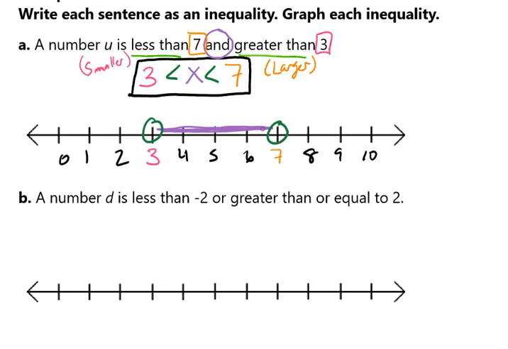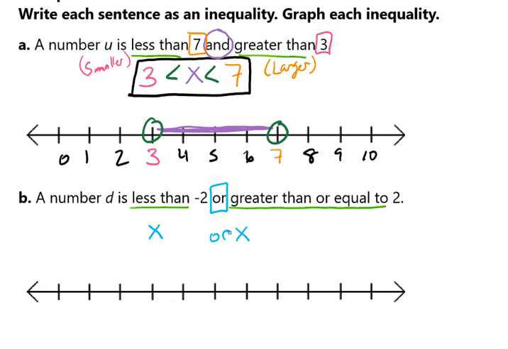Let's go ahead and try another one. Here we see a number d is less than -2 or greater than or equal to 2. So there's the word or in there, but here we see our less than, and there are greater than or equal to represents a symbol. So this or is going to represent that we have an or compound inequality. So to write an or compound inequality, we'll need two x's and the word or.